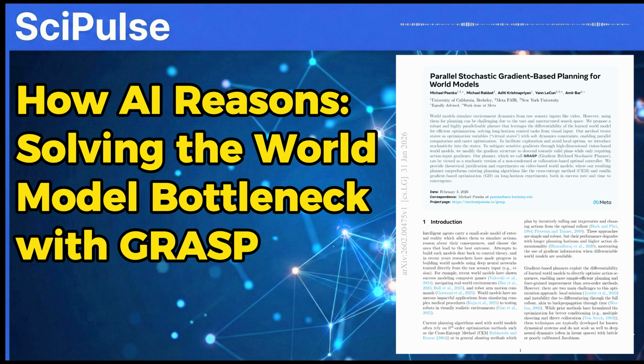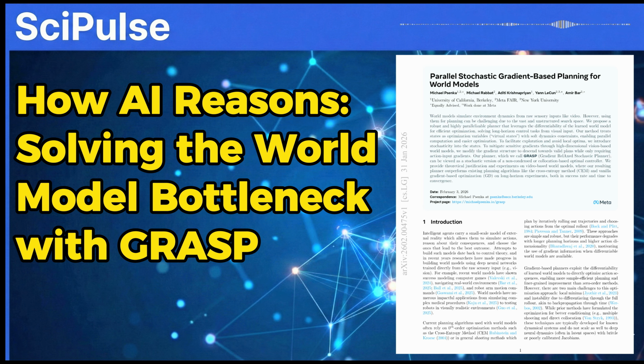Exactly. So we have the theory: parallel states, the storyboard, stochastic noise, the shaking, and stop gradient, the anti-cheat. Does it actually work? Or is this just a nice paper that fails in reality? They put it through the ringer. They tested it on D4RL and the DeepMind Control Suite, specifically two really hard tasks, point maze and Push-T.